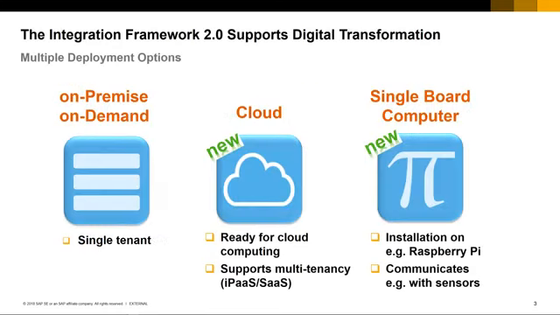To support the digitalization of your business, the Integration Framework 2.0 supports digital transformation with multiple deployment options, such as on-premise and on-demand environments as a single tenant. It is also ready for cloud computing and supports multi-tenancy environments, which means a packaged scenario can now be set up for multiple tenants. It can also be installed and deployed on Raspberry Pi, a single board computer that may be used to communicate with sensors, for example, that supports automation.